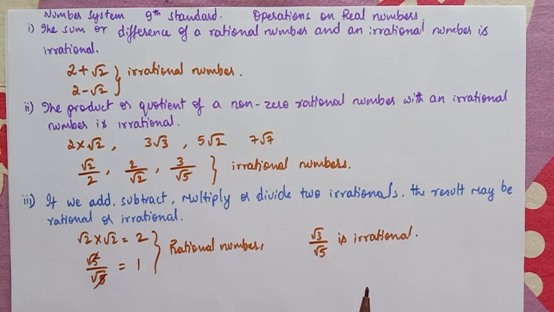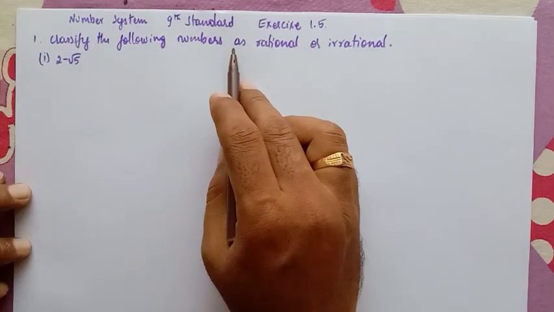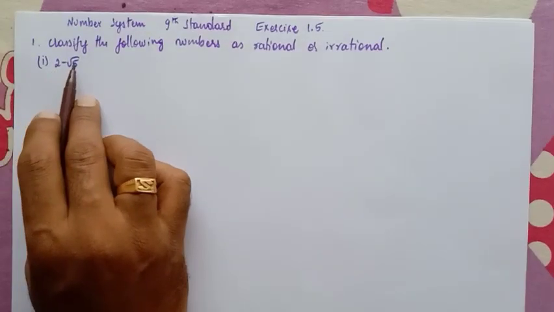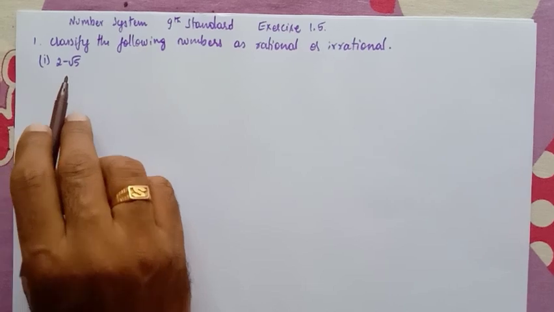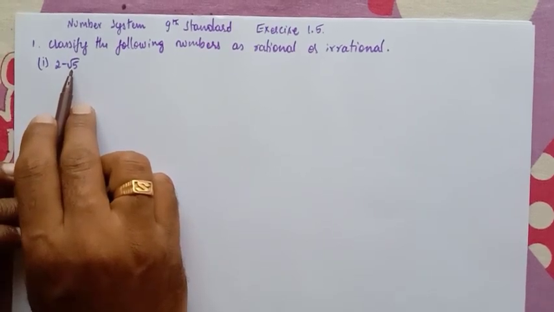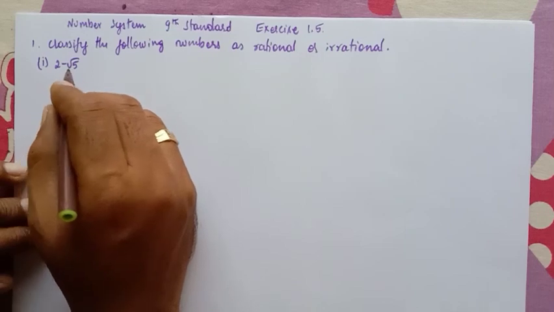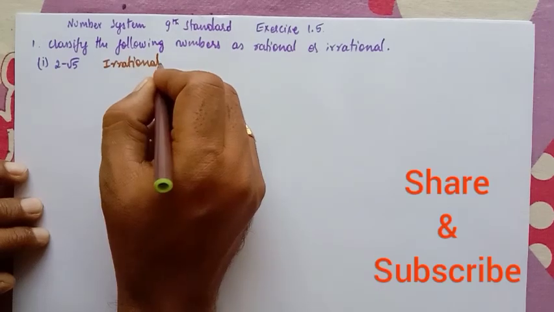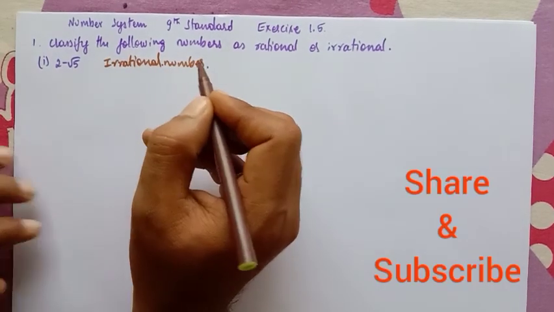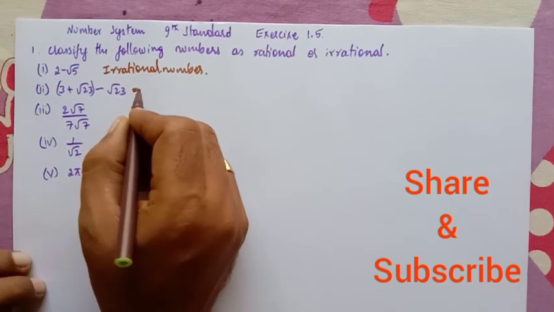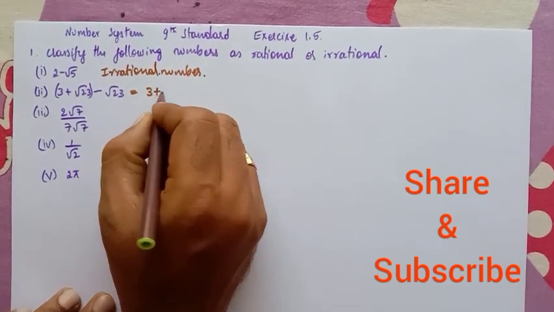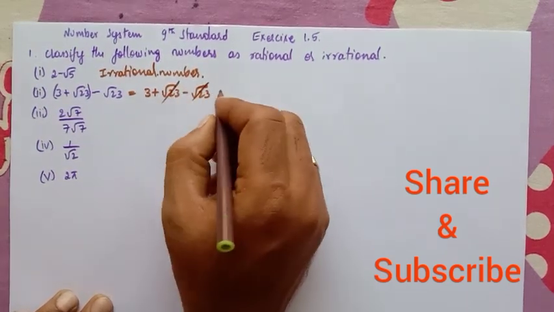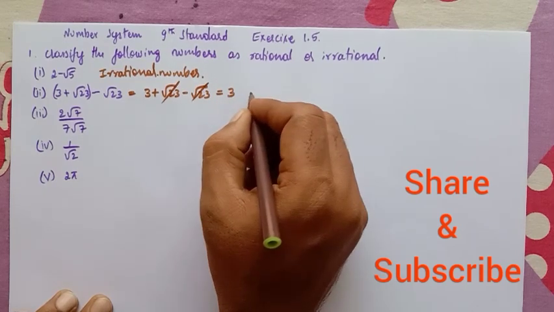Exercise 1.5. Classify the following numbers as rational or irrational. Here, the first one is 2 minus root 5. Root 5 is there, so it is an irrational number. Next, let us simplify: 3 plus root 23 minus root 23. So root 23 and root 23 cancel, which equals 3. This is a rational number.